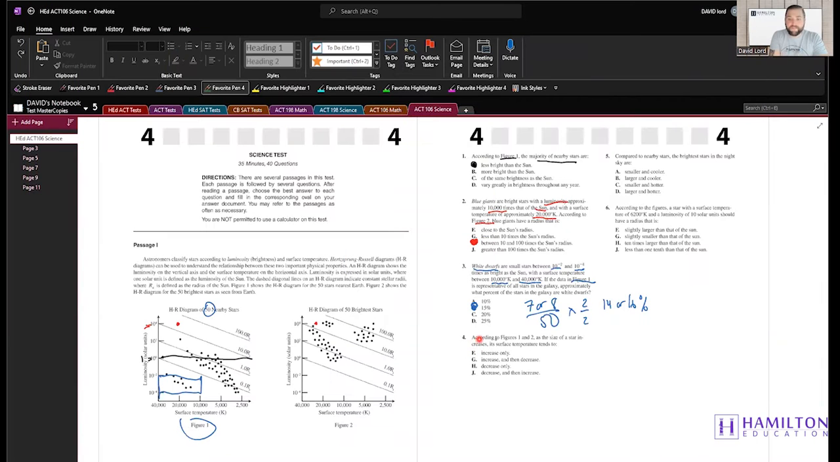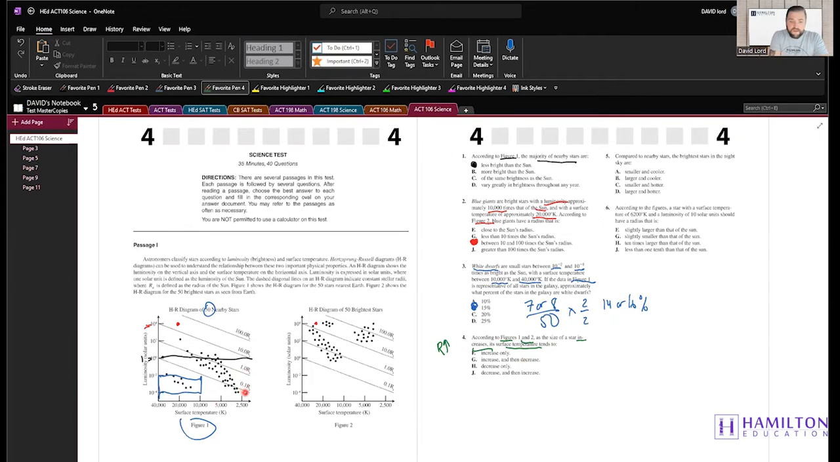Question number 4. According to figures 1 and 2, so we're going to have to combine these two graphs, as the size of the radius increases, so as R goes up, the surface temperature does what? So you have to remember that the radius increasing is going along this direction. So let's see if we see it going up or down or a mixture of the two.